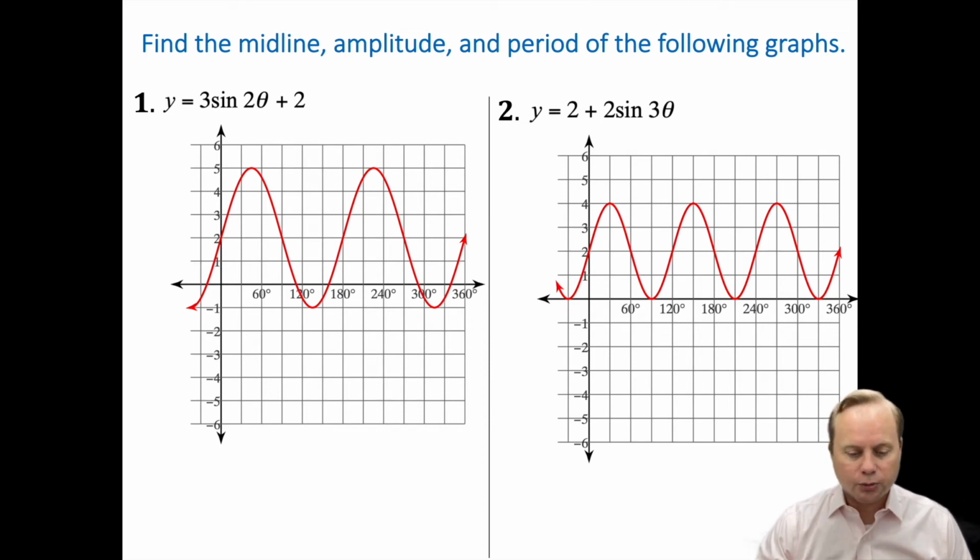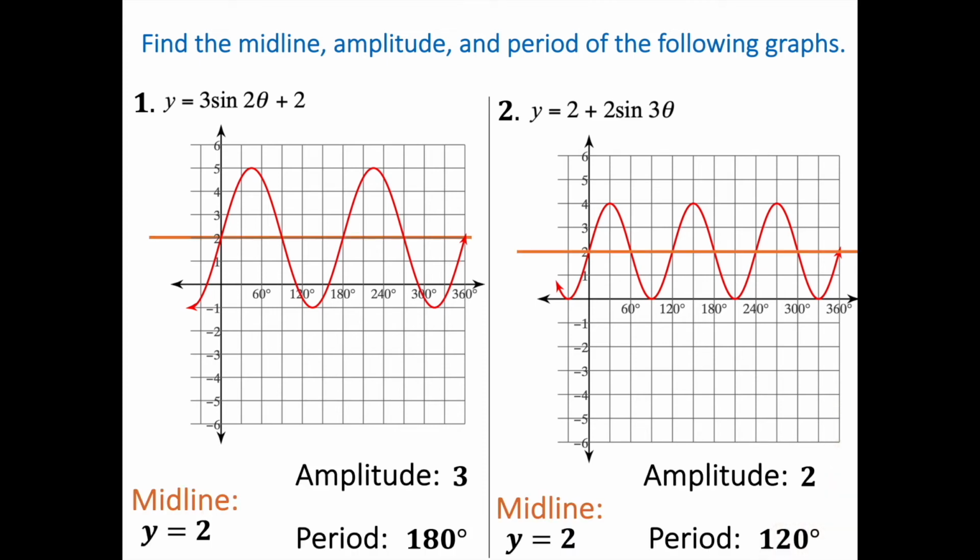Okay, on these two, a little bit wild, but not too bad. The thing that was a little bit different on this one was your period. Your period on this first one, let's look here. If it starts here, where it crosses the midline, goes all the way up, all the way back down, it hasn't completed one full cycle yet. And it turns around right here. Oh, look at that. That's 180 degrees right here.